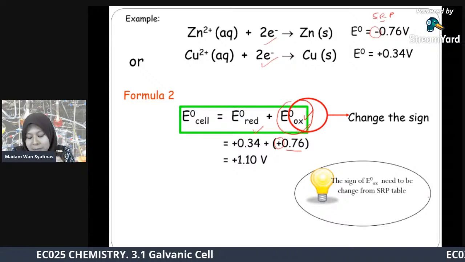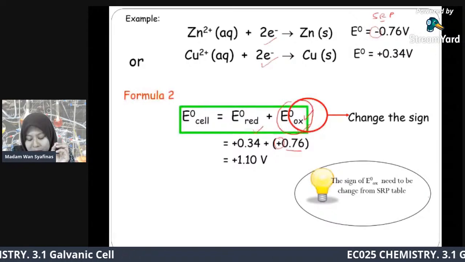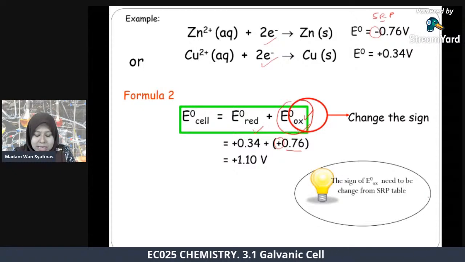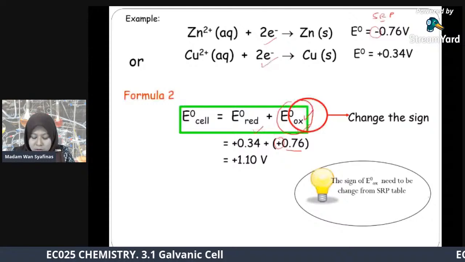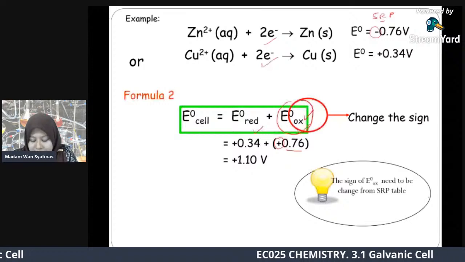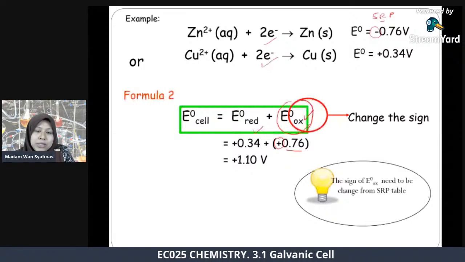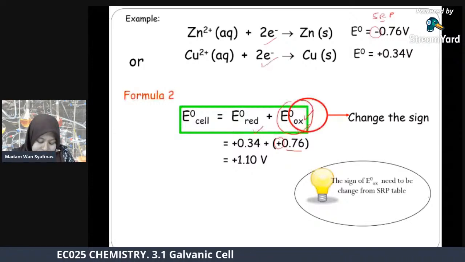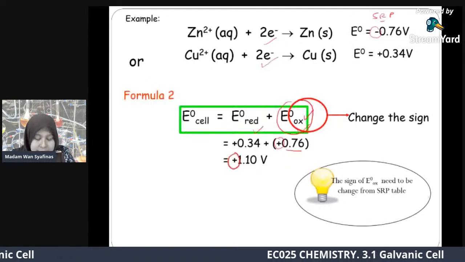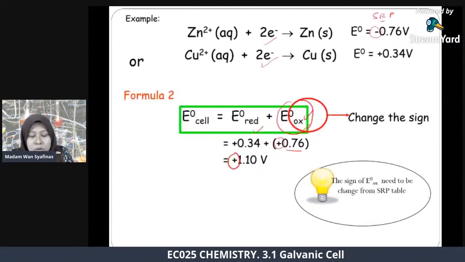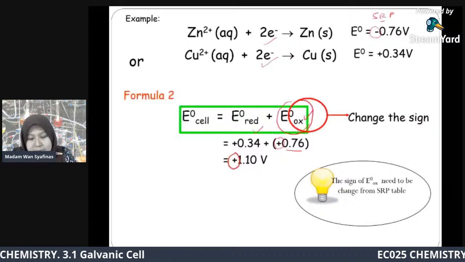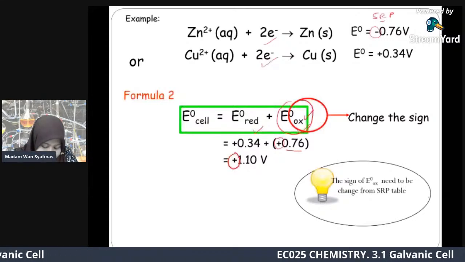So kita akan tambah dengan, asal dia negatif dalam SRP table, so kita ubah jadi positif 0.76. So value dia akan dapat sama je macam formula 1 tadi, positif 1.10 volt. Positif ni wajib kena letak menunjukkan dia adalah spontaneous reaction. Okay, nanti kita akan discuss lagi tentang spontaneity of the reaction. So jadi kamu ada pilihan nak menggunakan formula 1 ataupun formula 2. Okay, kalau formula 1 tadi memang tak perlu ubah sign langsung. Just pick up the value from SRP table. Tapi untuk formula 2 kena ubah sign dekat bahagian oxidation.